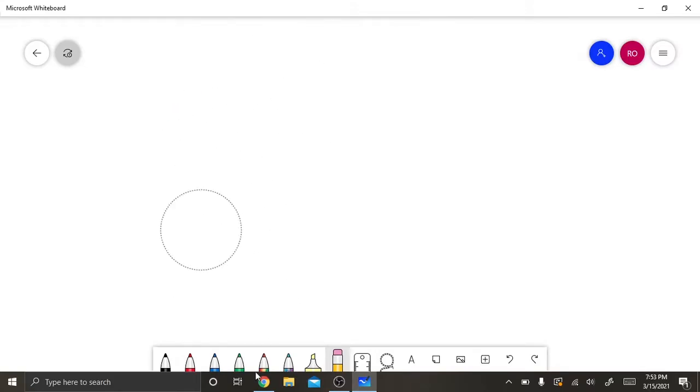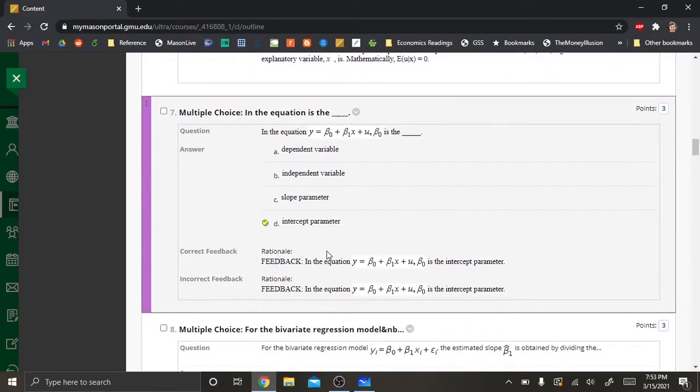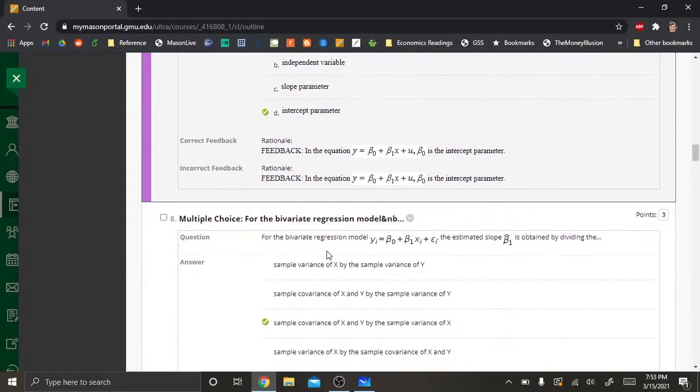There'll be another question about that later on in the short answer portion. All right, number 7. This one is just asking what is beta naught, and this one you either know or you don't. It's the intercept. All right, D, I think pretty much everyone got that one.